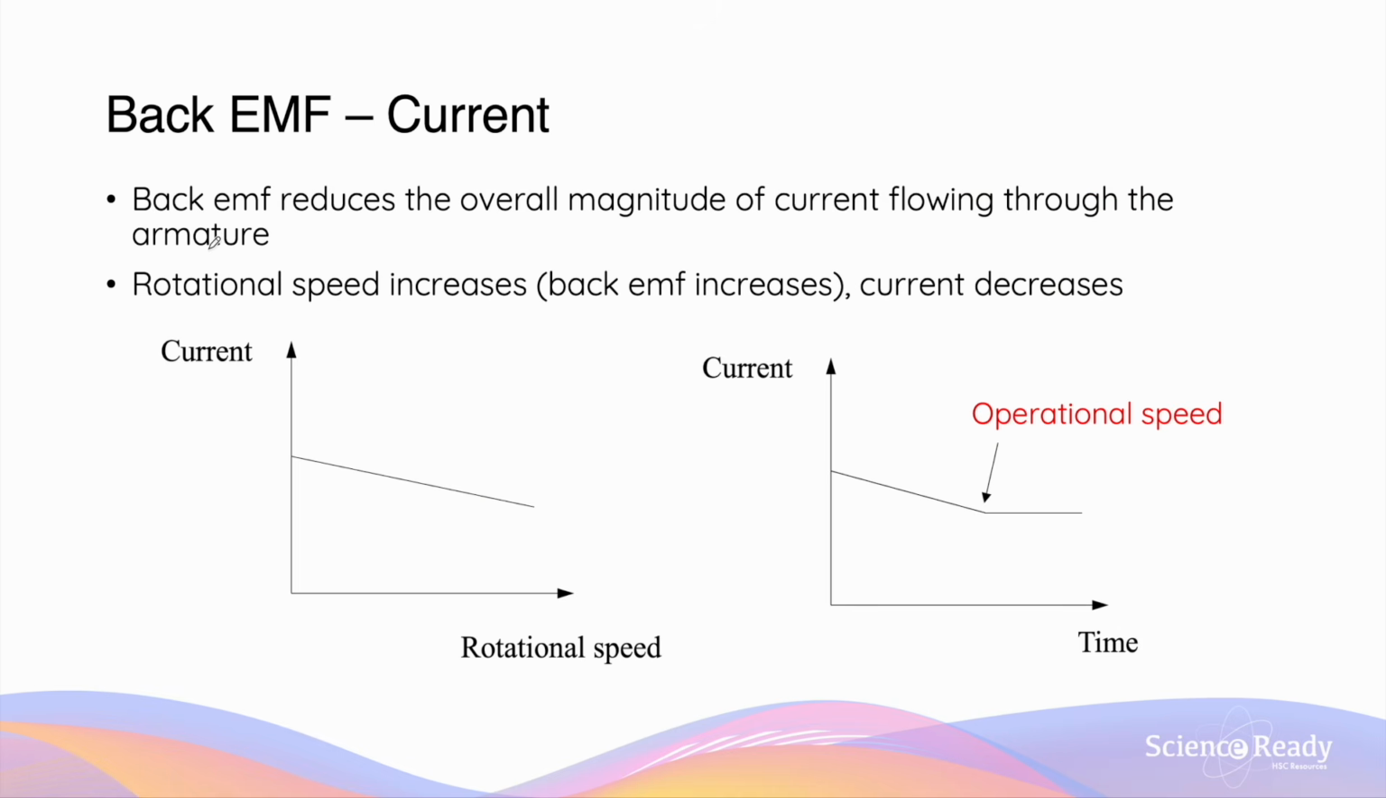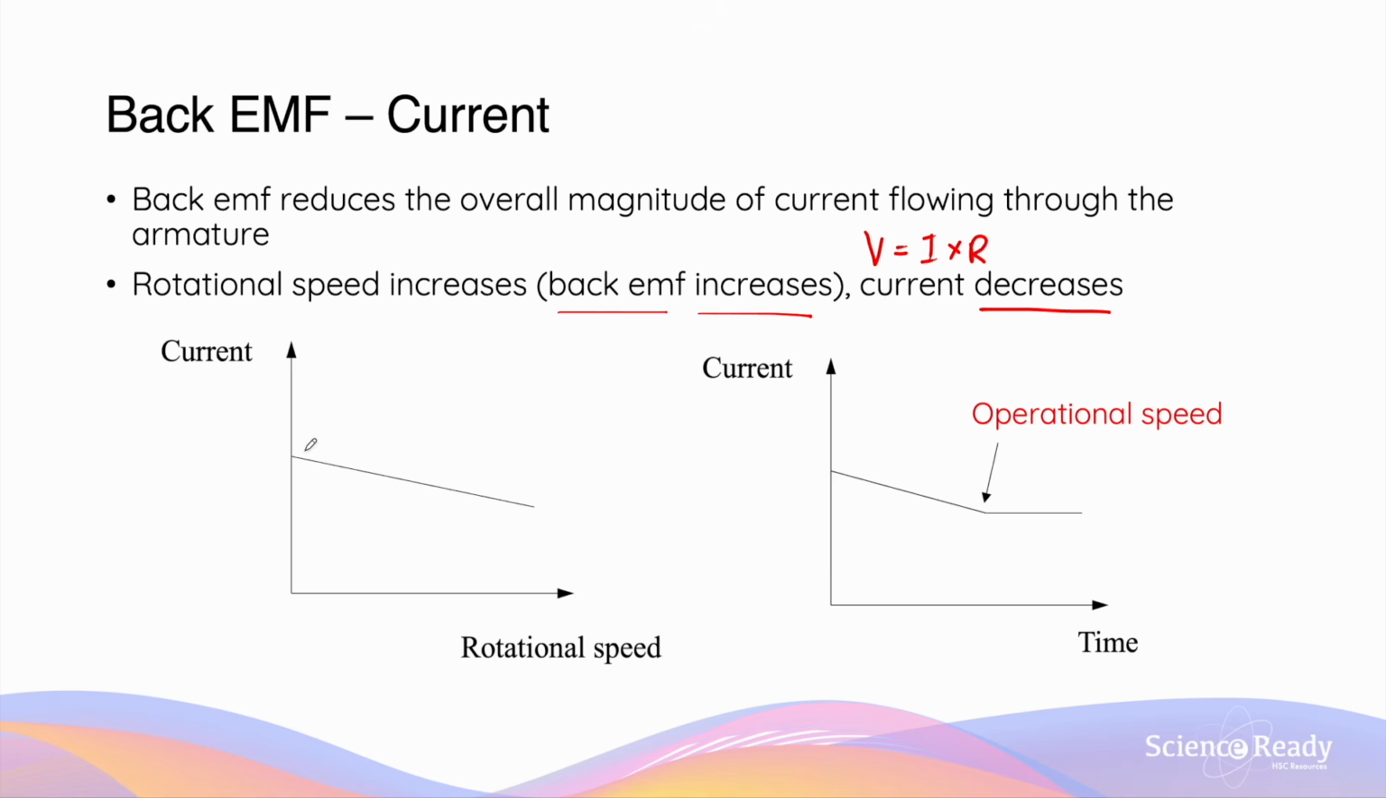What you also need to know about back EMF is that it will reduce the overall magnitude of current flowing through the armature. The direction of back EMF is always opposite to the EMF produced by the DC power supply of the motor. So as the motor starts to rotate faster, the back EMF increases, as we discussed. That means the total EMF decreases, and by Ohm's law, which is V equals I times R, as the total voltage or EMF decreases, the size of the current flowing through the armature or coils will also decrease.